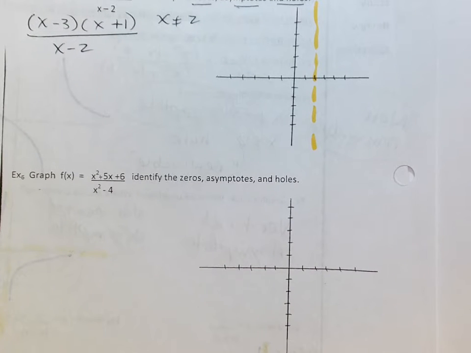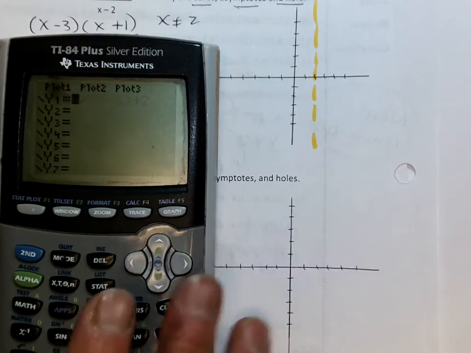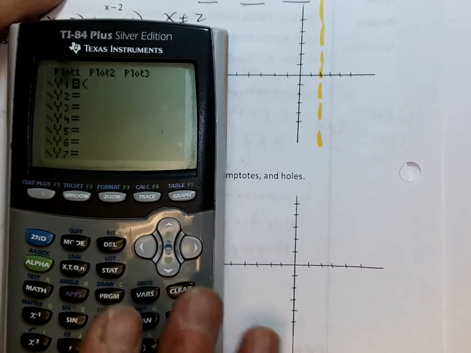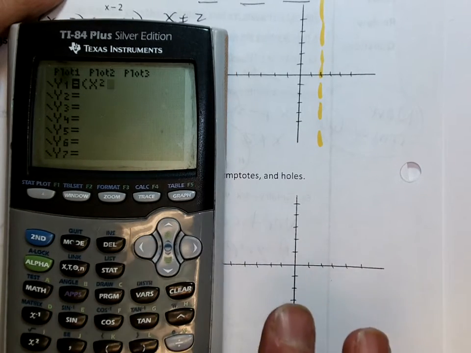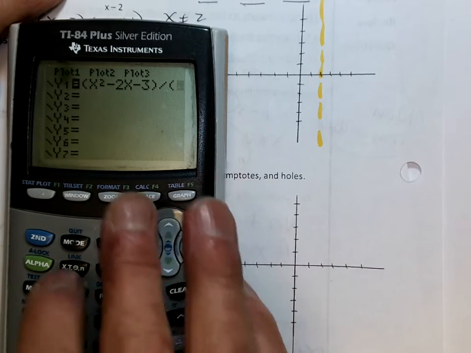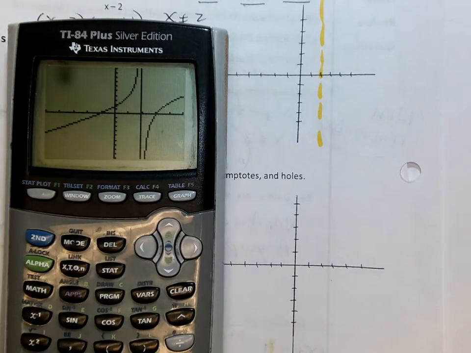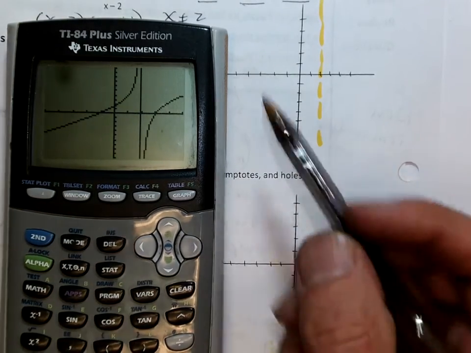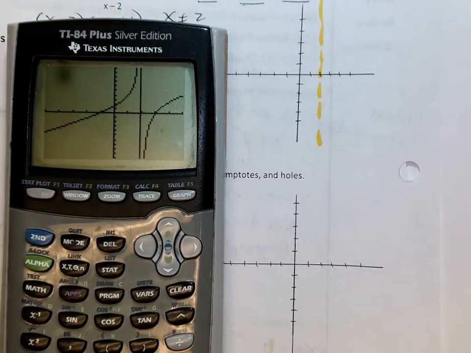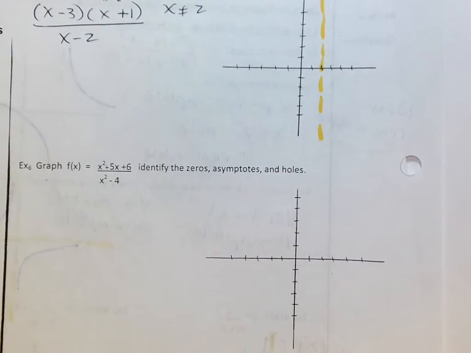Now, what I want to do next is, let's take a look at it in my calculator, okay? So if I go y equals, clear, I'll go parentheses, x squared minus 2x, subtract 3, divided by parentheses, x subtract 2, and let's see what I get. Graph. All right, so it looks something like that, all right? Seems to go through at this point right here. This point right here is going to be 1.5. I'm going to show you why in a second. It goes through at 1.5.